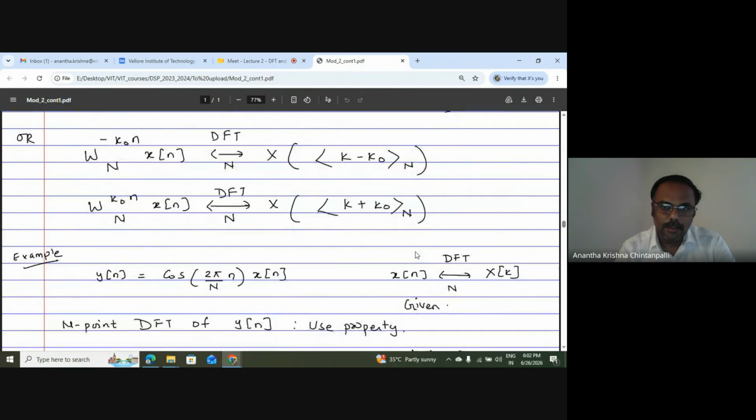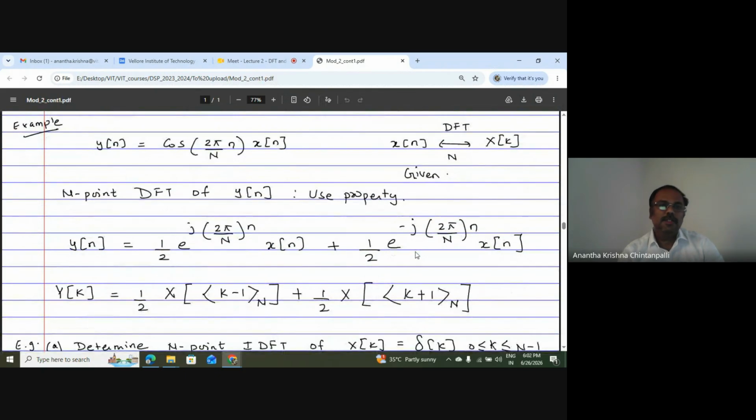Okay, now I'll go through some examples here. So y of n is equal to cos of 2 pi by capital N times little n, times x of n. I want you to compute an 8-point discrete Fourier transform of x of n using the properties. Whenever you see a sine or a cos term, convert it into an e to the power of j theta term. So cos theta, as you know, is half of e to the power of j theta plus half of e to the power of minus j theta.